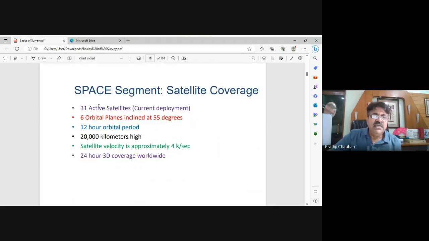So let's say in space, there are 31 active satellites which are useful for the navigation and measurement for the GPS. Then there are 6 orbital planes which are inclined at 55 degrees, with a 12-hour orbital period, 20,000 kilometers high. That is the elevation of those satellites. Velocity is about 4,000 meters per second, with 24-hour 3D coverage across the worldwide.